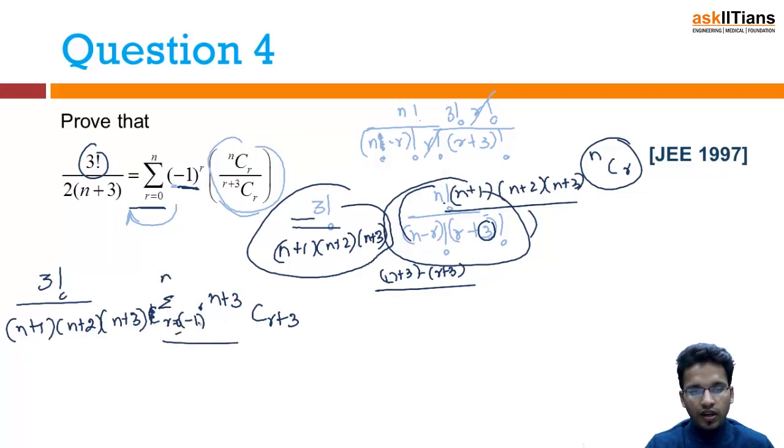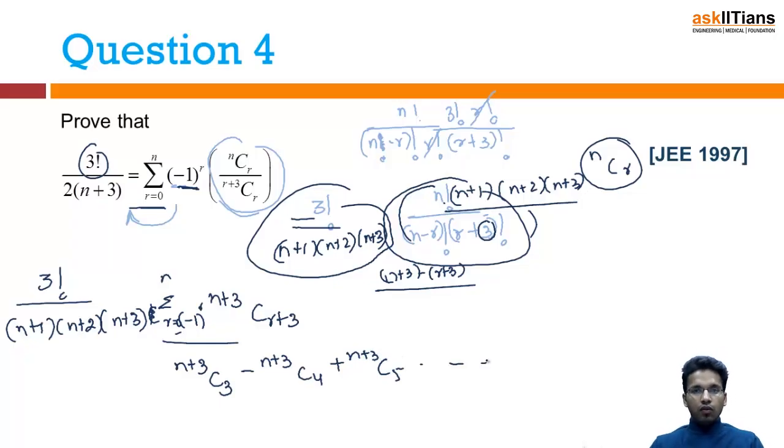What will it look like when I put r as 0? It will be n plus 3 C3. When I put it as 1, it will be n plus 3 C4 plus n plus 3 C5. It will go like this.